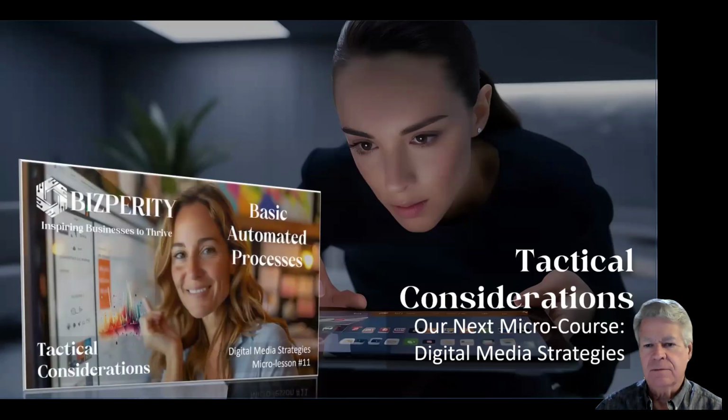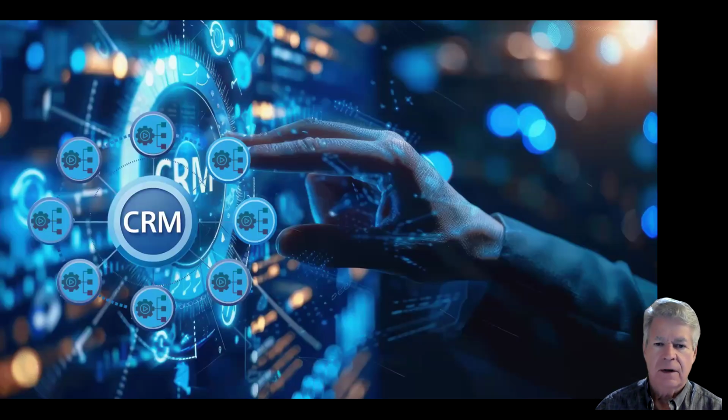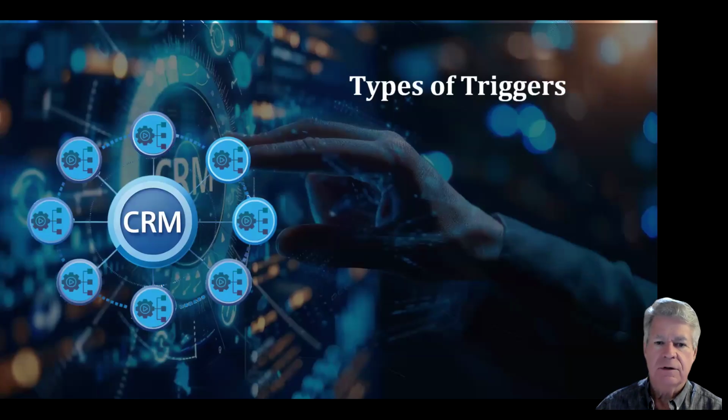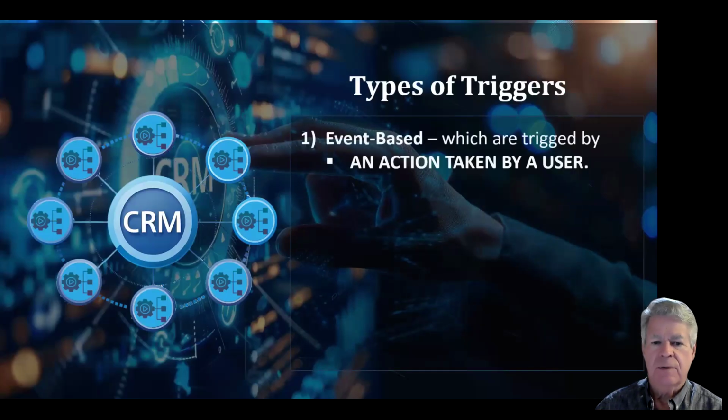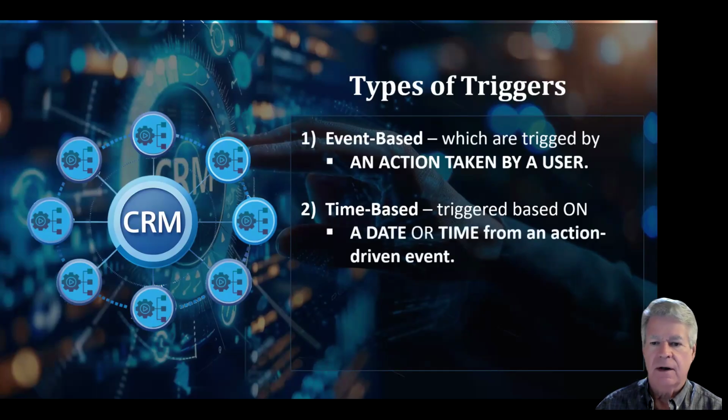In our video lesson, Basic Automated Processes, we'll look at different ways to trigger automated processes that you create, including 3 categories of triggers: event-based, which are triggered by an action taken by a user; time-based, triggered based on a date or time from an action event; and data-based, triggered by a change in profile data for a user.